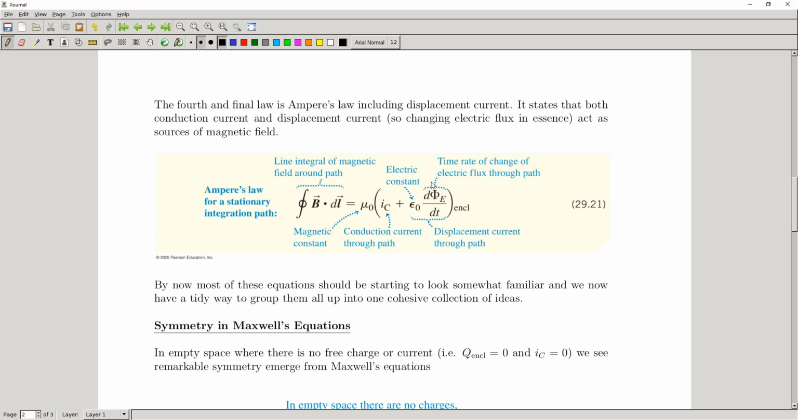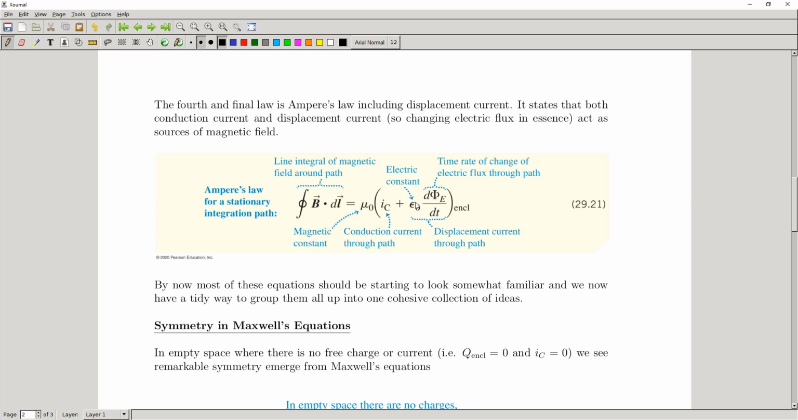We can see that this entire collection of terms here is our displacement current as we wrote it before. In essence, our displacement current is just the time rate of change of our electric flux scaled by the electric constant. So we have Ampere's law here.